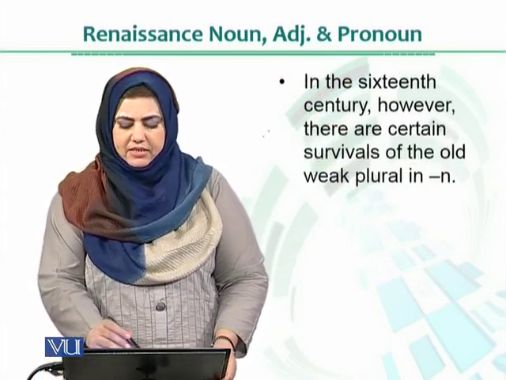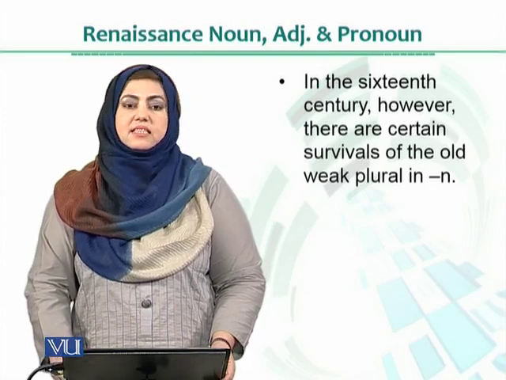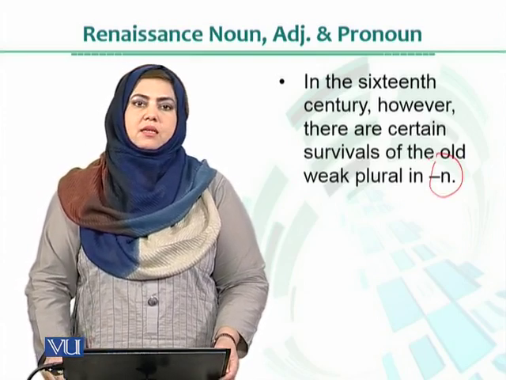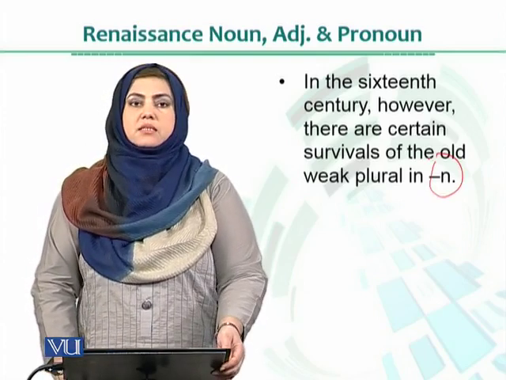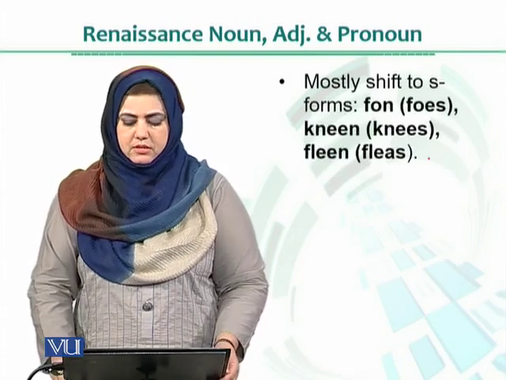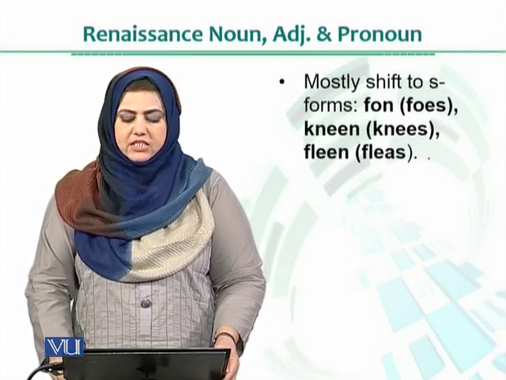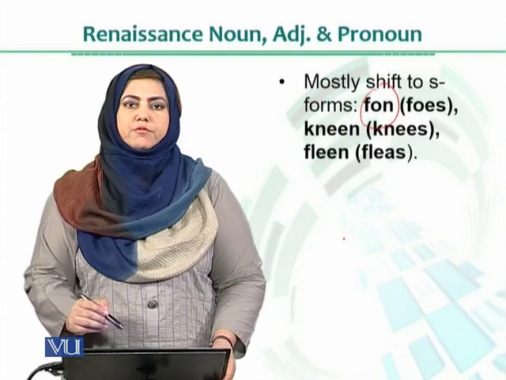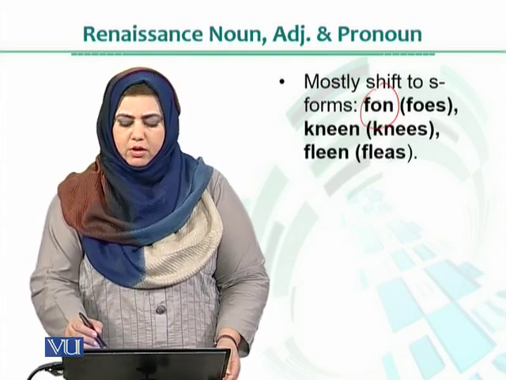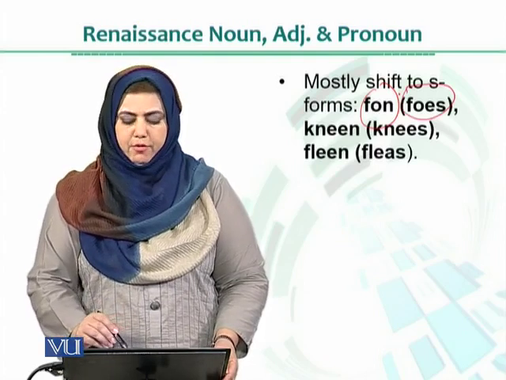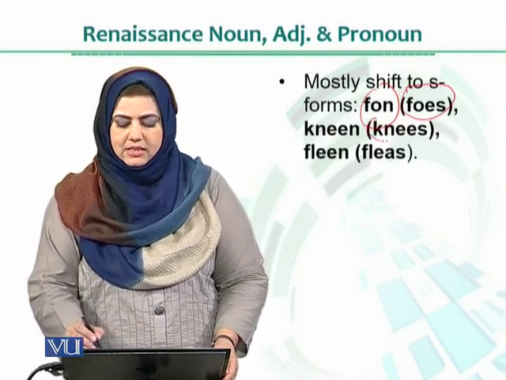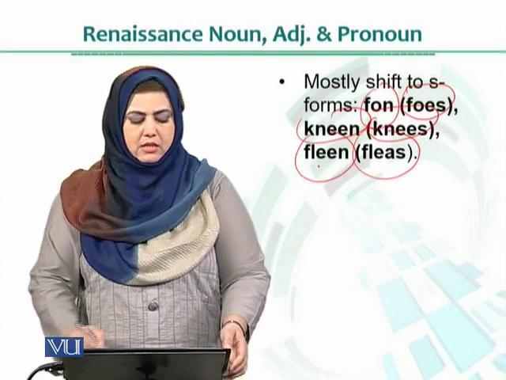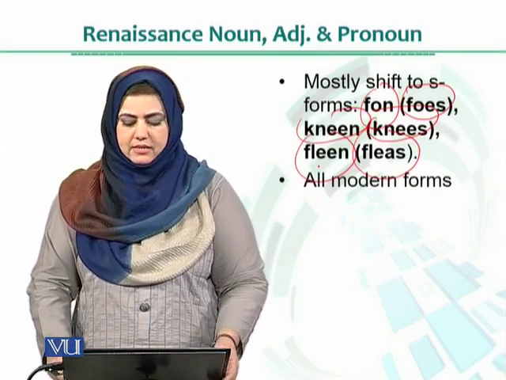In the 16th century, my dear students, however, there are certain survivals of the old weak plural in N, like the word we have now, oxen, in modern times. Mostly the shift to S forms happened, but from the word foe, the plural would be made fone instead of foes. For knee, instead of knees, kneen. For fleece, fleen. So this is how it was still retained.